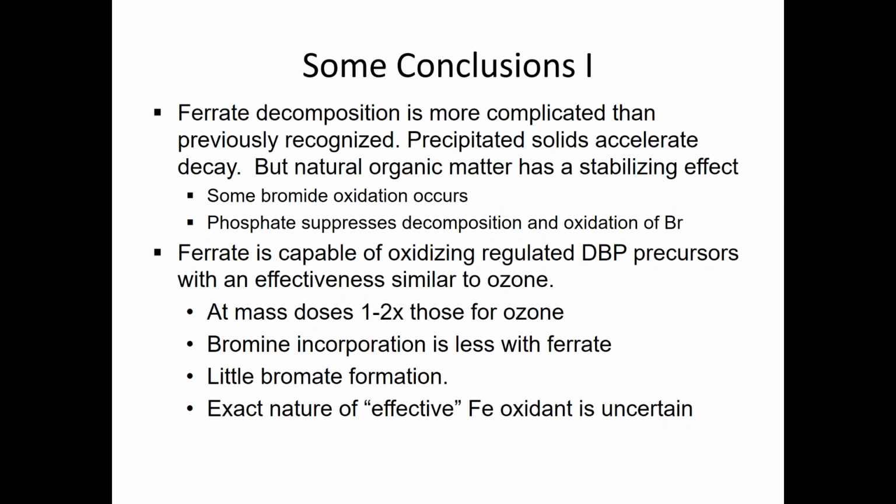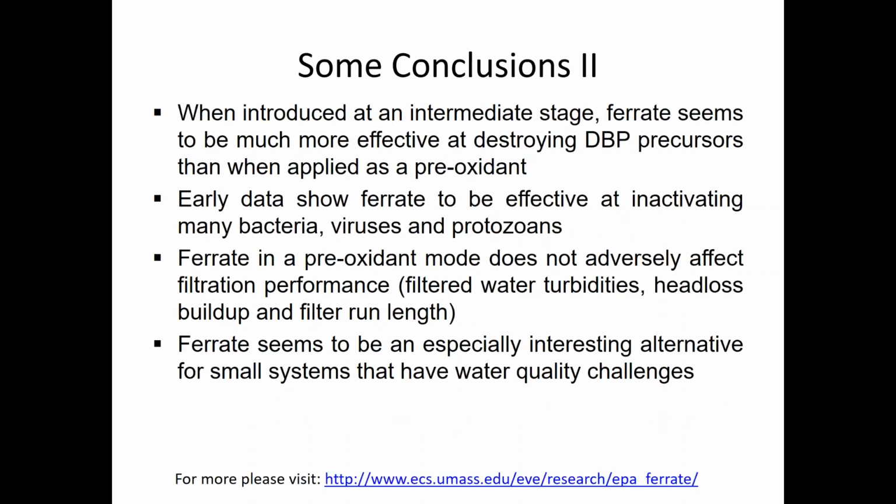We're still learning about the exact nature of the effective iron. We know clearly the ferrate that we add, Fe plus 6, is very effective, but it may be that some of these intermediates are effective too, and that can be important in understanding how ferrate behaves a little differently in one water than another. A few other conclusions. When you introduce ferrate as an intermediate, as I showed, it seems to be much more effective at destroying disinfection byproduct precursors as compared to addition as a preoxidant.